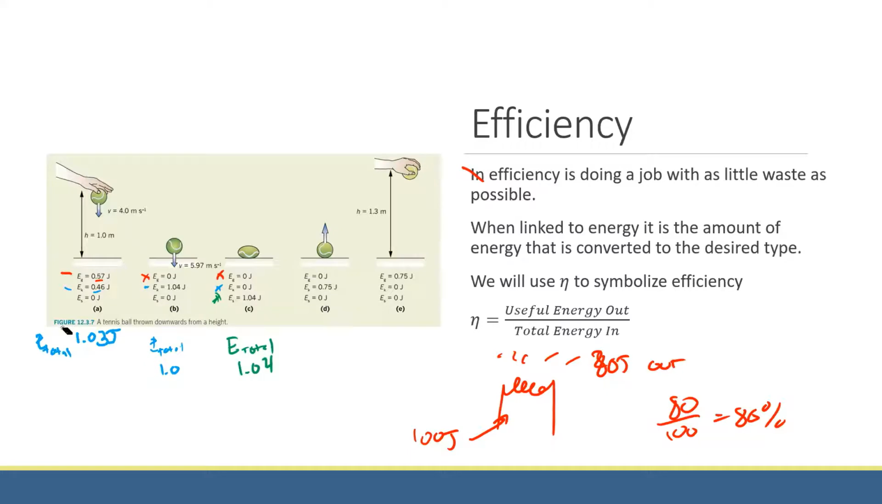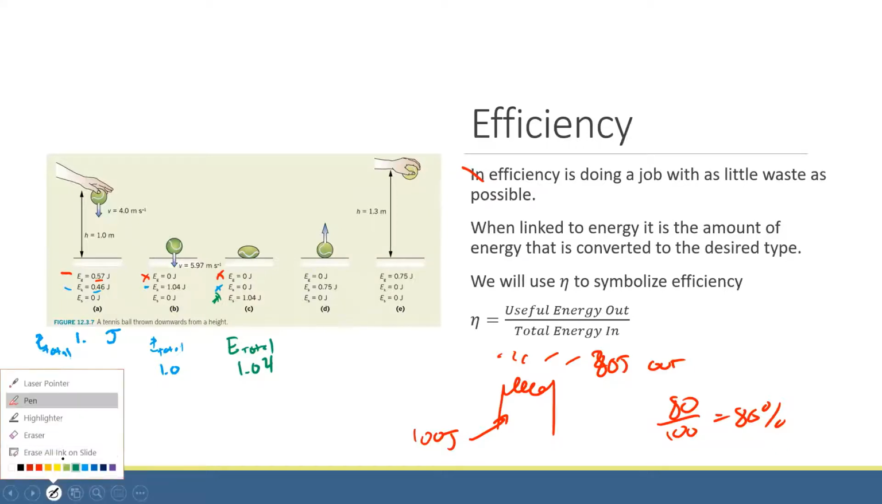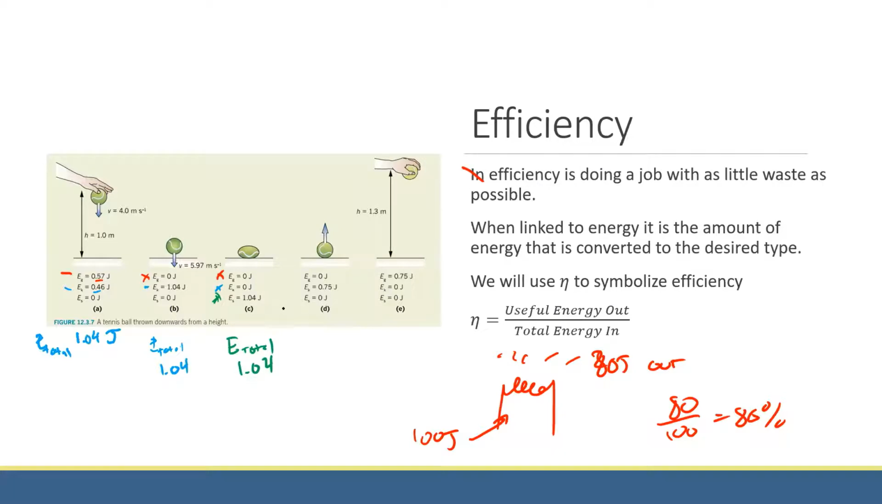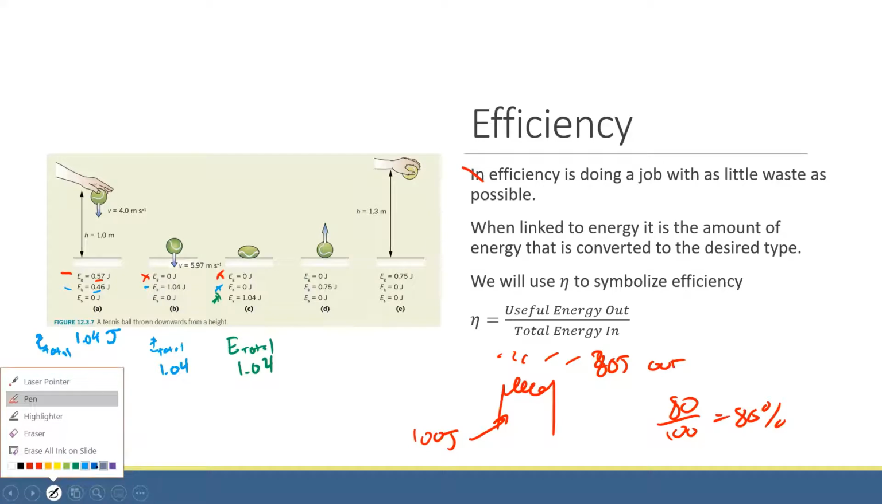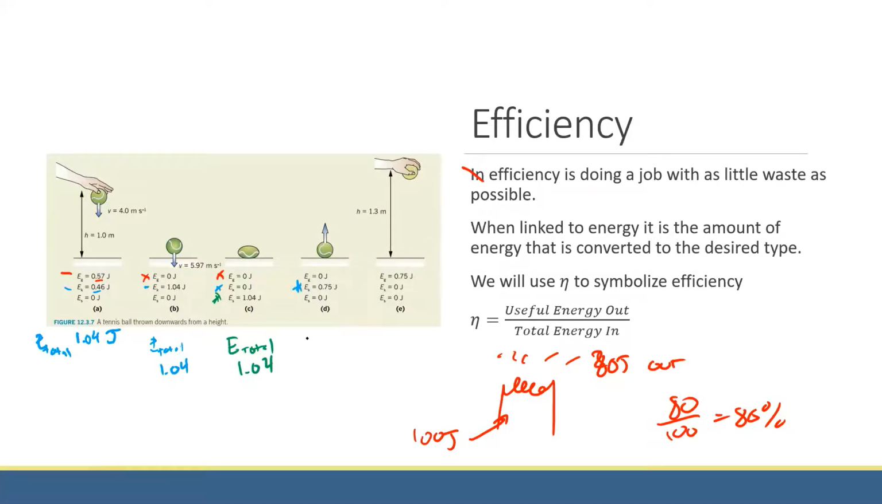So you can see that the amount of energy is being conserved, which is exactly what we want. What we can then see is that when it bounces back up, it gets a brand new kinetic energy. This is just kinetic energy, and the total equals 0.75. Well, that's a loss.